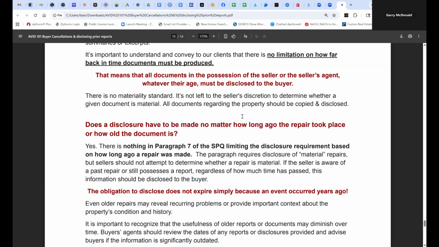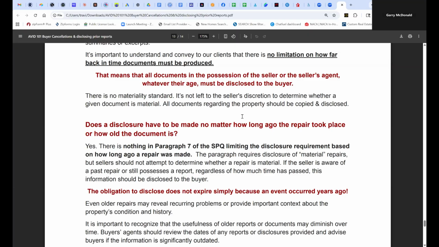So what they're saying is anything they have in their possession needs to be turned over to the buyer. If they have old manuals and, whatever, warranties, and like I said, permits, work orders, all that stuff, turn it over. This includes if you have it as well.